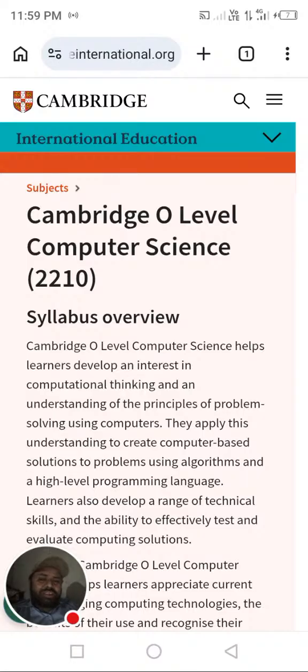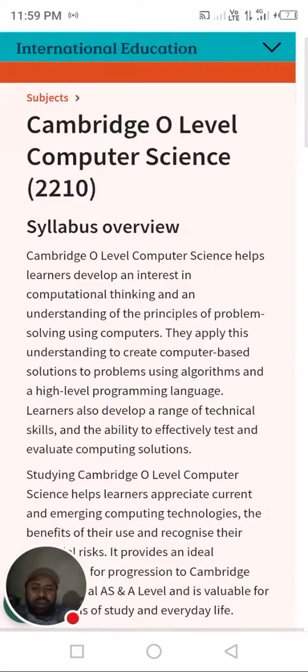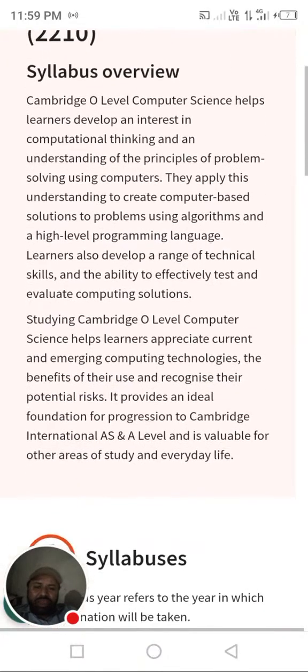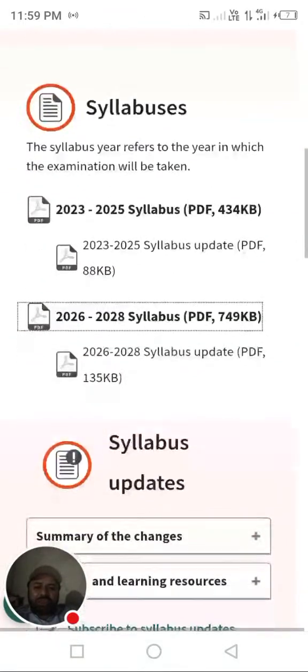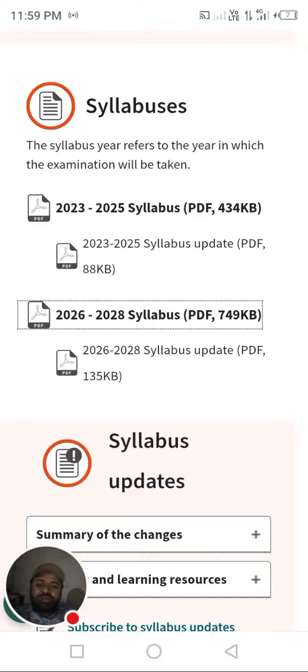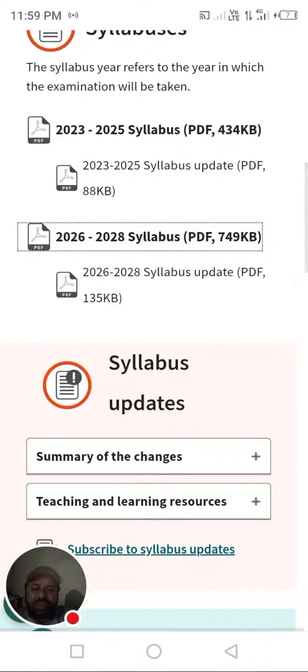As you know, it's Cambridge, and Cambridge International.org has mentioned a syllabus overview. First of all, if you can see on the screen, I am scrolling it down, and the syllabus overview is mentioned here. This is an old syllabus, 2023 to 2025, and below it is the 2026 to 2028 syllabus, and we are going to see the latest one. What is in it? And I hope it will be great for you.